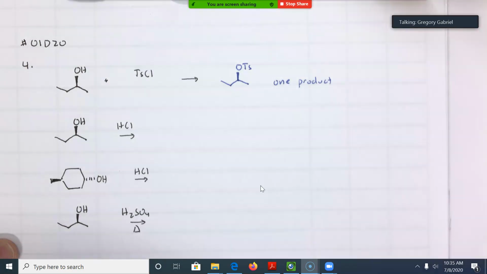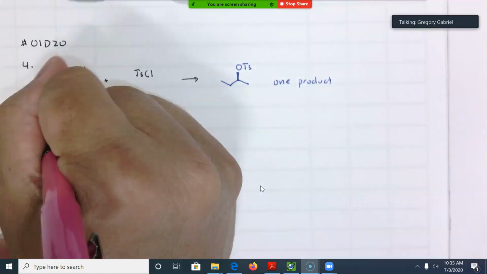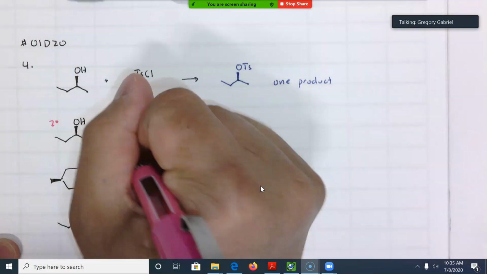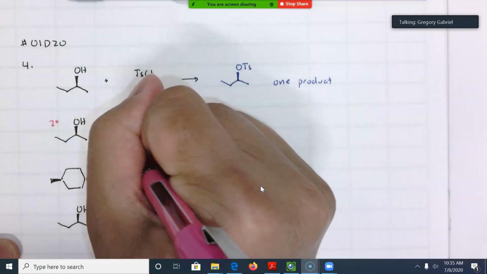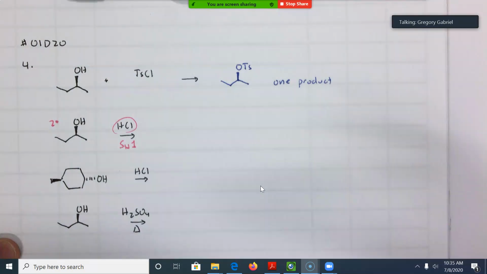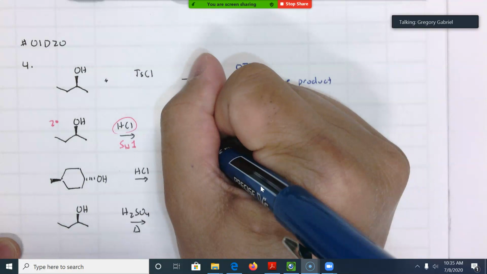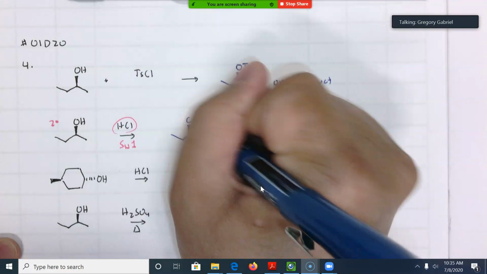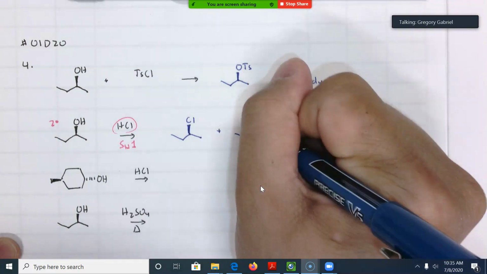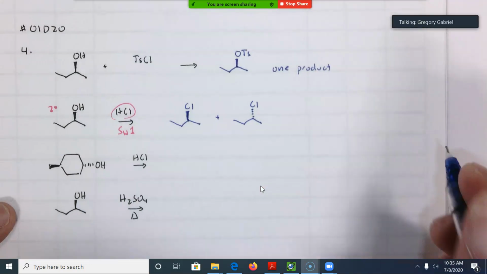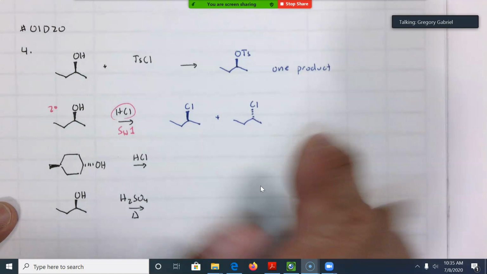And what do we know about secondary alcohols and HCl? Secondary alcohols and HCl proceed via SN1 carbocation. So your product will be scrambled if you have a chiral carbon, and we have Cl plus Cl. That is a mixture of enantiomers. One's R and one is S.